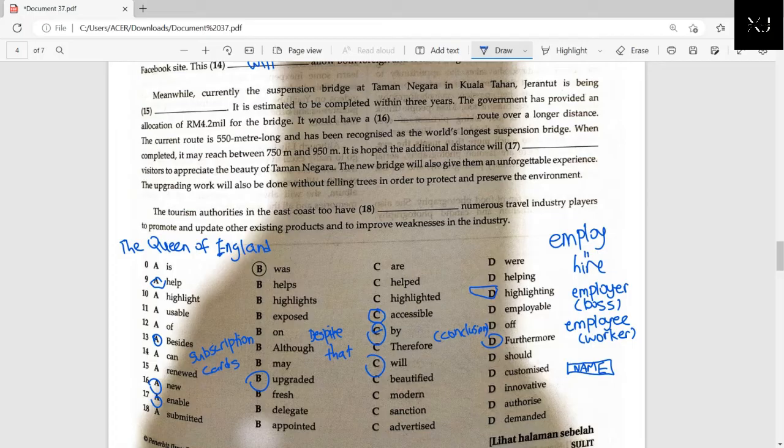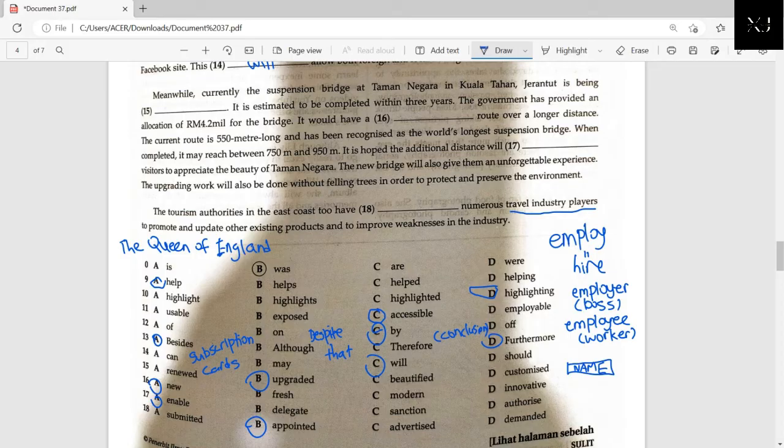Okay, so tourism authorities are basically the people who are in charge of promoting tourism in the country. Let's see what options we are given: submitted, appointed, advertised, and demanded. Obviously it cannot be submitted. You can only submit your work to your teacher, right? Submit a project. But this one, they have numerous travel industry players. These are the people, so they can only appoint people to help them do things. Advertise is like you film a video and advertise the place to promote the tourism.